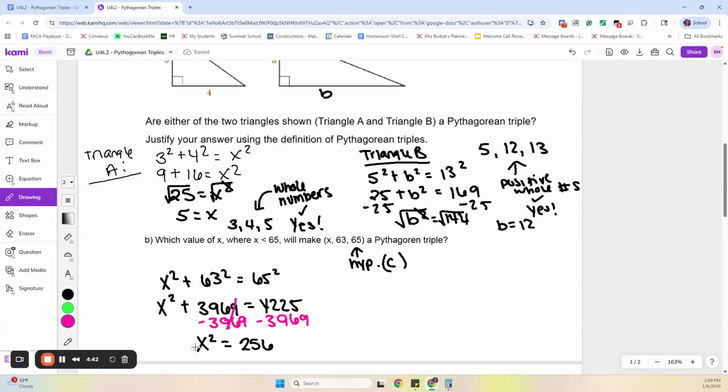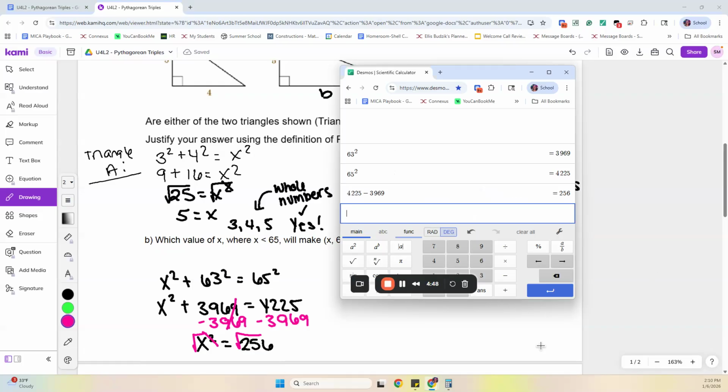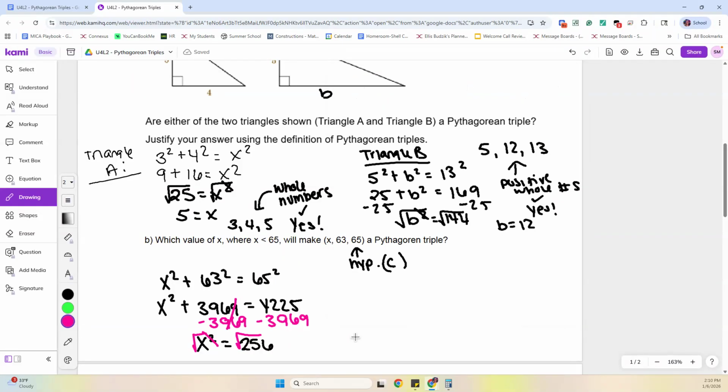And then we're just going to square root. So the square root of 256 is actually going to be a pretty nice number. So the square root of 256 is going to be 16. So we get x equals 16 as our answer. And it does form a Pythagorean triple since that's a whole number and the rest are whole numbers as well.